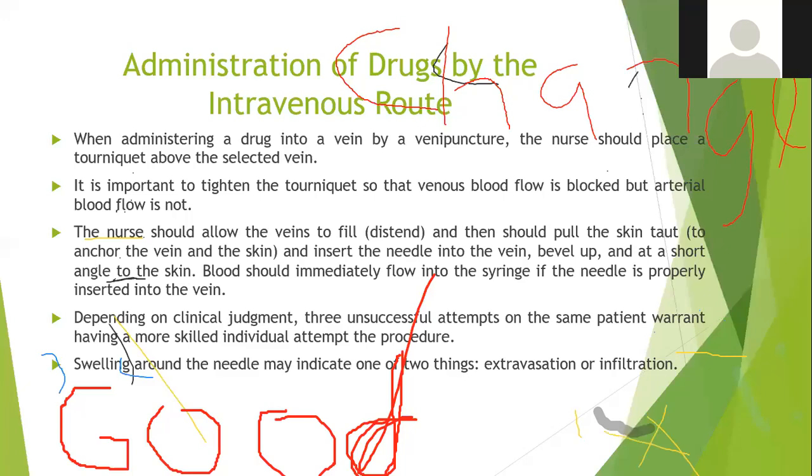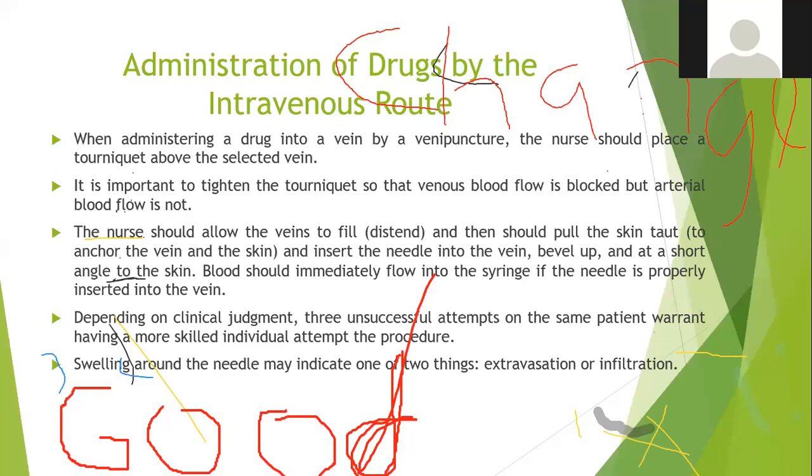And when you see swelling around the needle, most times it can indicate 2 things. It is either extravasation or infiltration. What do I mean by extravasation? Extravasation refers to the escape of fluid from a blood vessel into the surrounding tissues while the needle is still in the vein. Meanwhile, infiltration is the collection of tissue or fluid in tissues, usually the subcutaneous tissues, especially when the needle or the catheter is out of the vein.